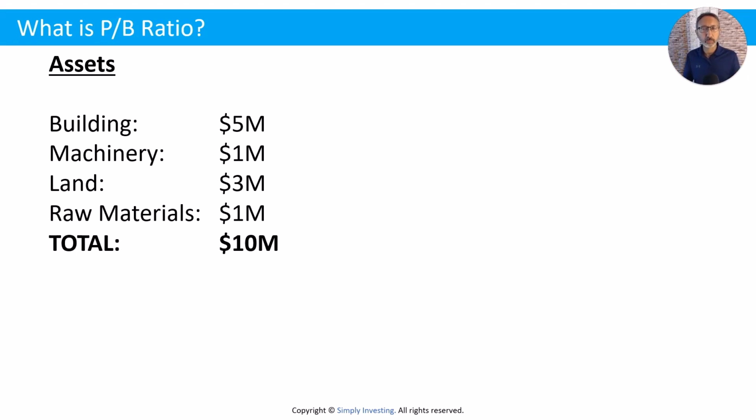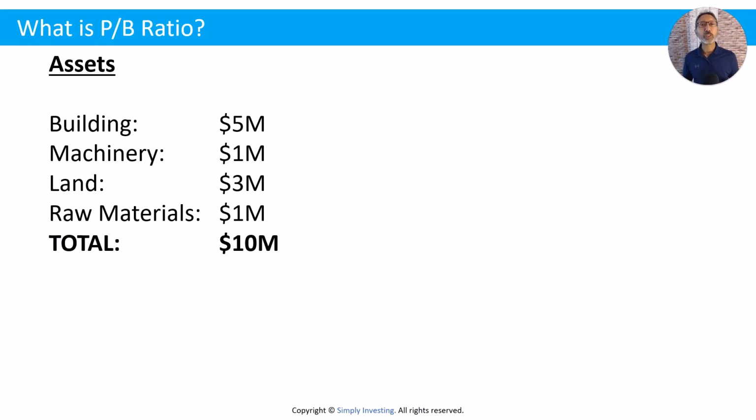In this fictional company, ABC, you can see that the total assets, if we add up everything, the building, the machinery, the land, the raw materials, the company owns $10 million worth of assets. If we were to sell everything, we would get $10 million in cash, theoretically. Okay, now let's take a look at the other side.